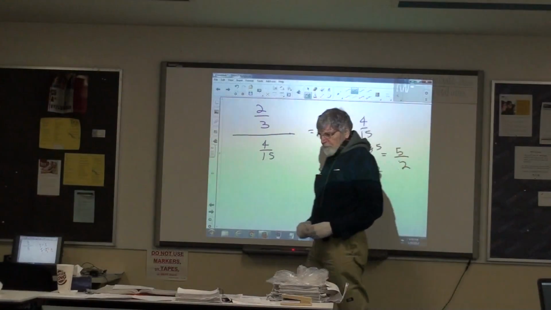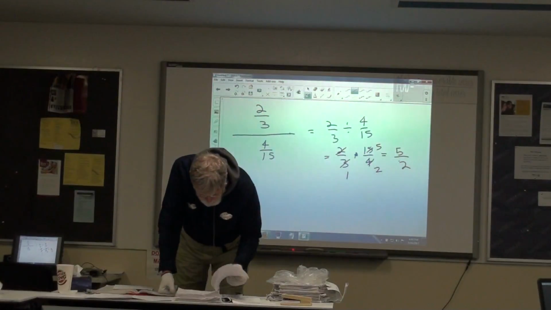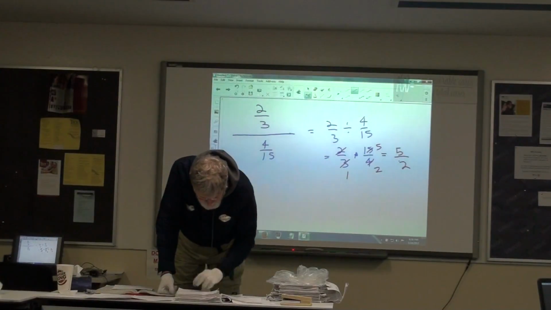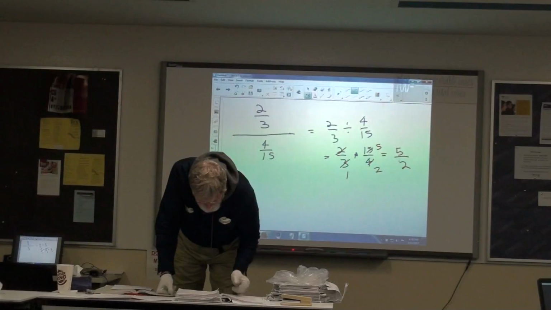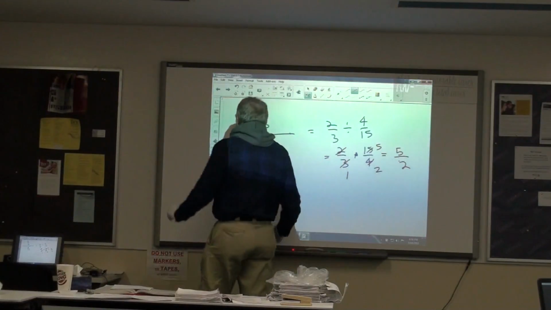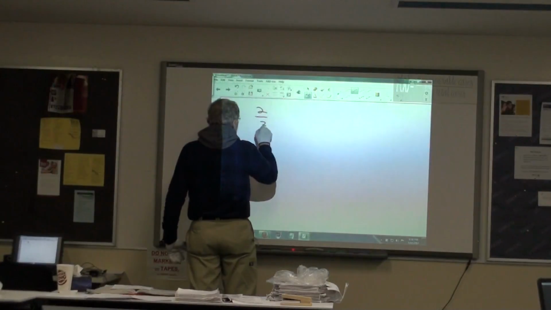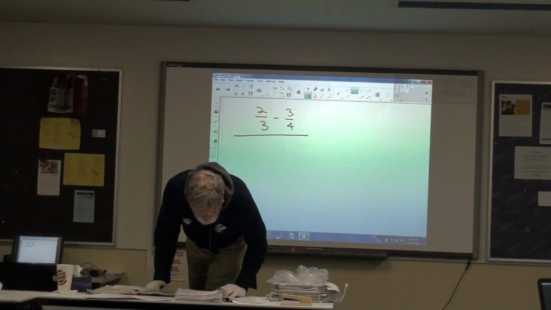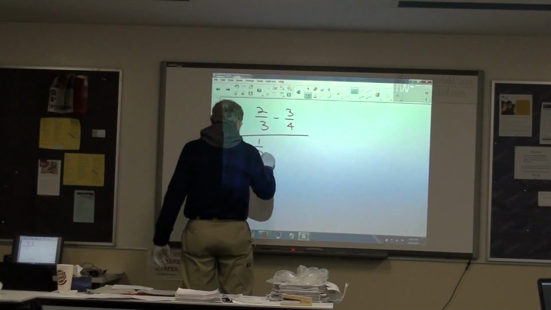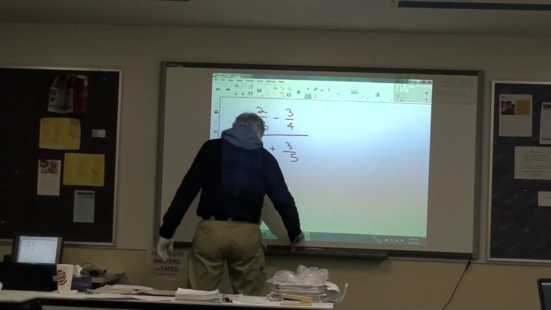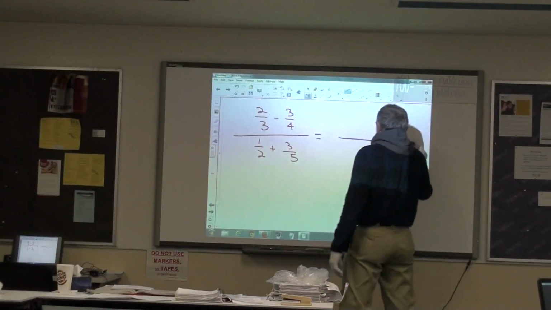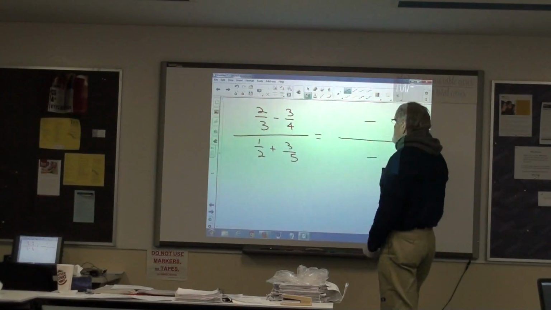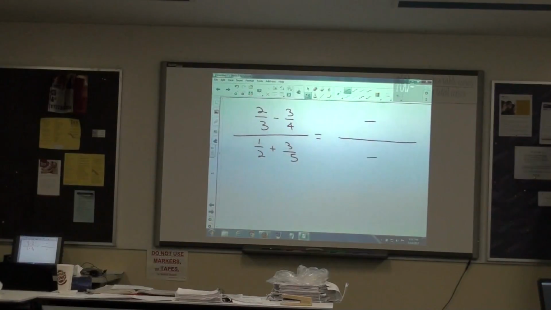So now in your book, and we do work with your book as much as we can, I'm going to pose a problem for you, which is the following. 2/3 minus 3/4 all over 1/2 plus 3/5. Now what I'm going to suggest that you do is change this to a single fraction on the top and a single fraction on the bottom. So I want you to combine those two fractions in the numerator into one fraction.